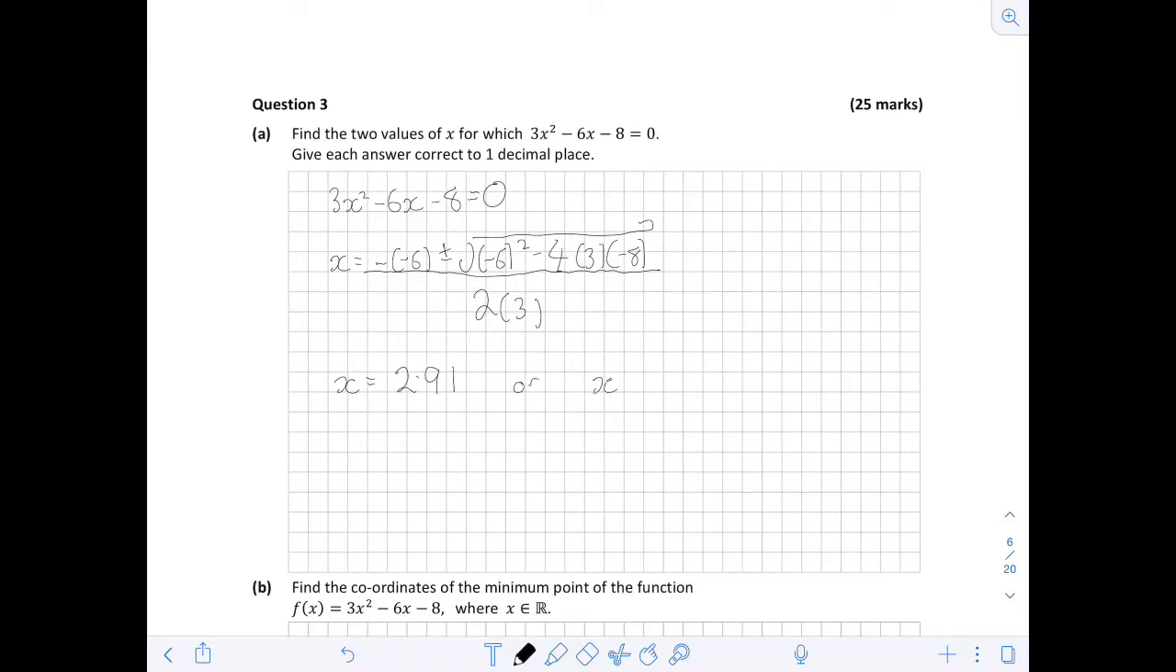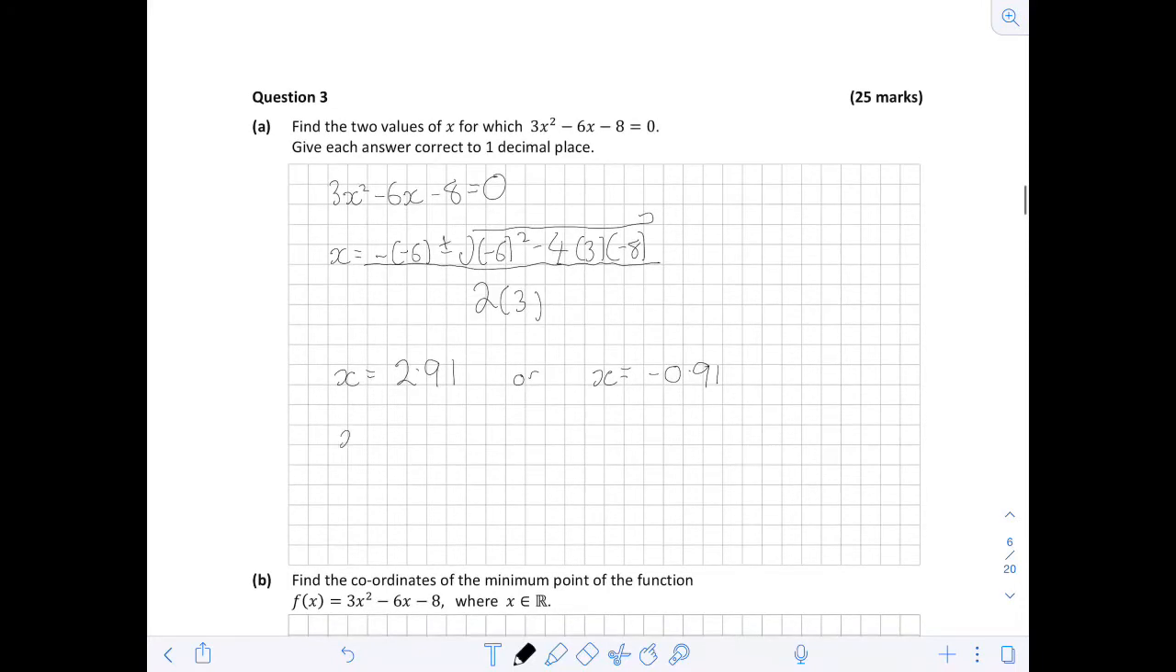Or x is equal to, we scroll back into it, we turn our plus into a minus, and we get minus 0.91. So x will equal 2.9, or x is equal to minus 0.9. And that is to one decimal place as requested here. So those are our two answers.